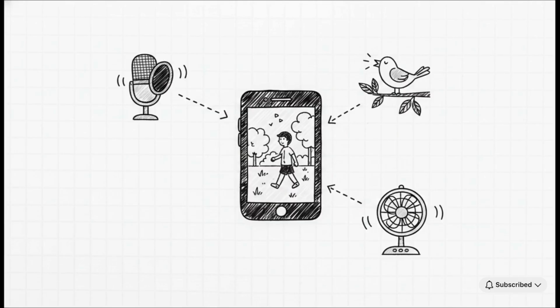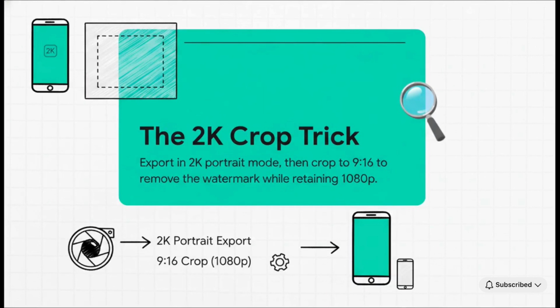Then you start layering the atmosphere. Download some free nature sound effects from YouTube or Pixabay for the garden scenes, and maybe throw in a subtle humming fan sound effect for those sad indoor waiting scenes. It completely grounds the 3D visuals in reality. But there's one final hurdle. Free mobile software almost always comes with a watermark.